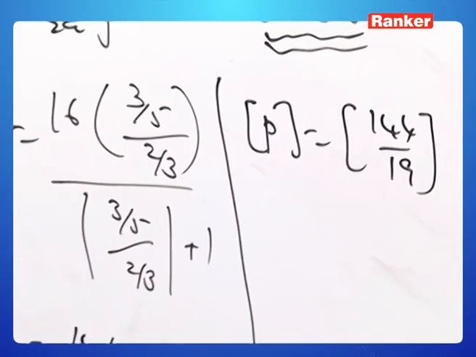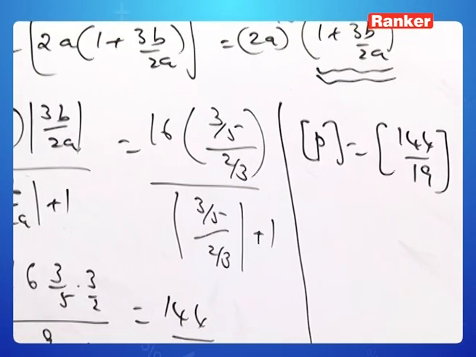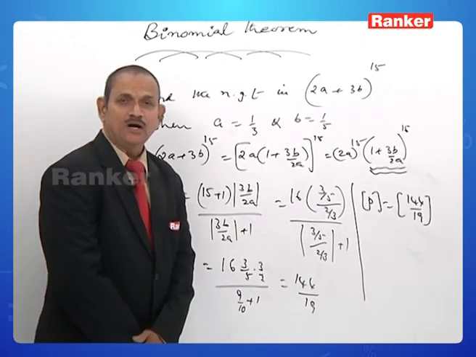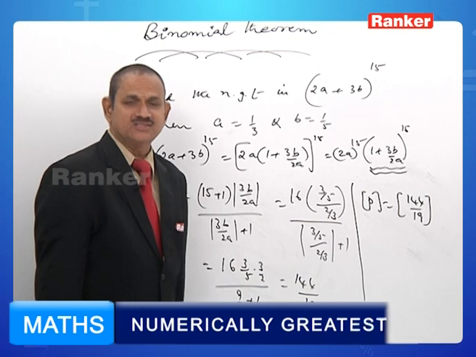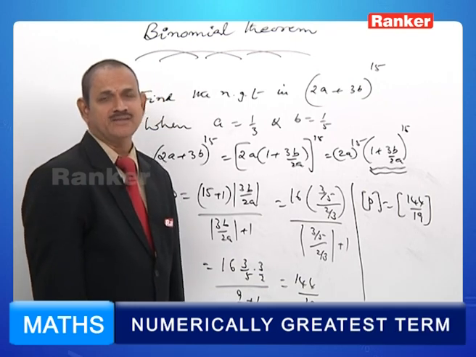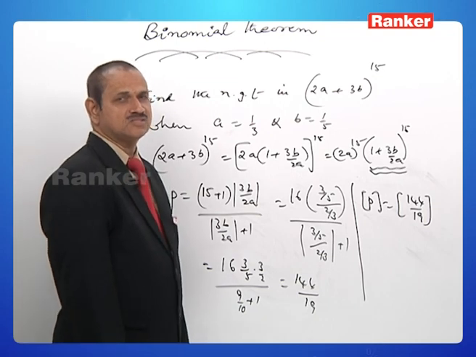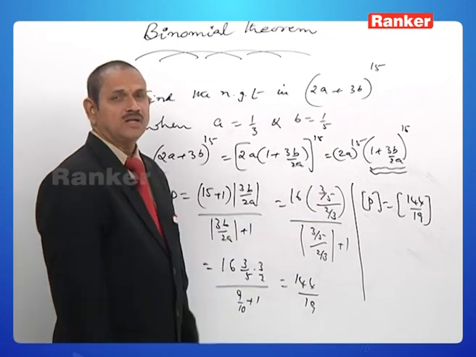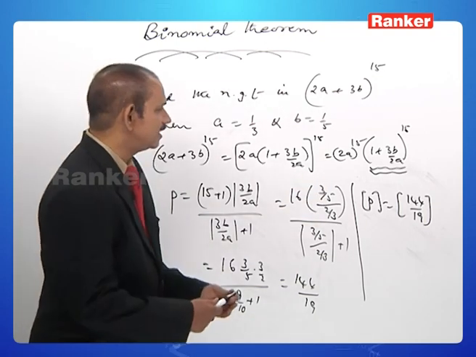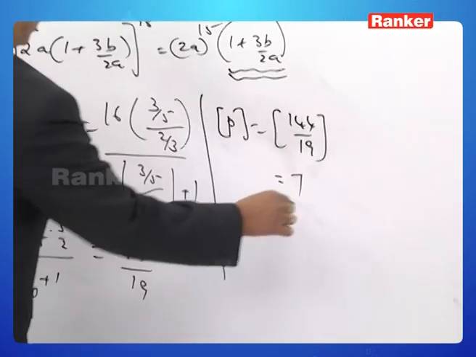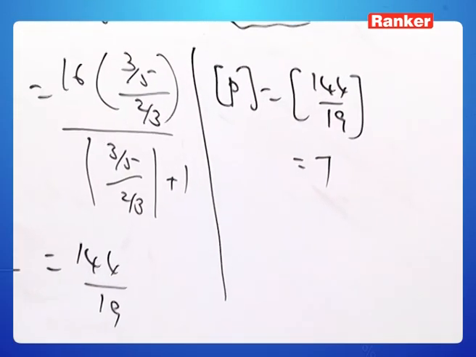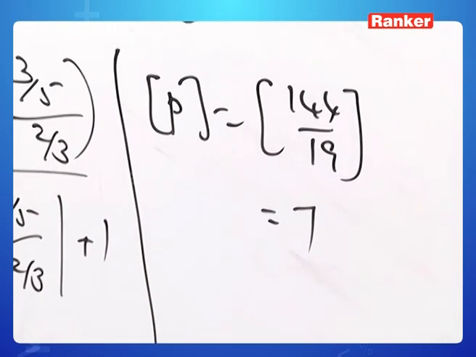144 by 19. Well, how many times will it go? What is 19 into 7? 19 into 7 is, what is that? 70 plus 63, 133. Yes, it goes 7 times. Hence, its integral part is 7. Good.